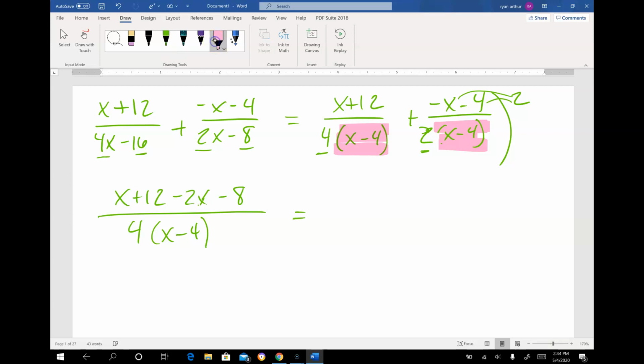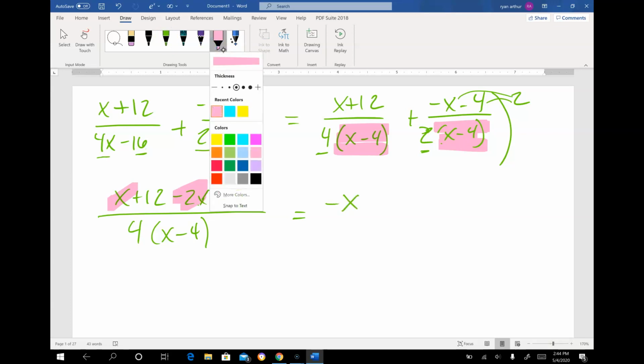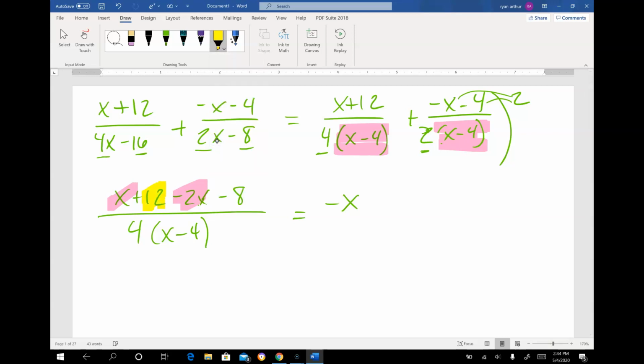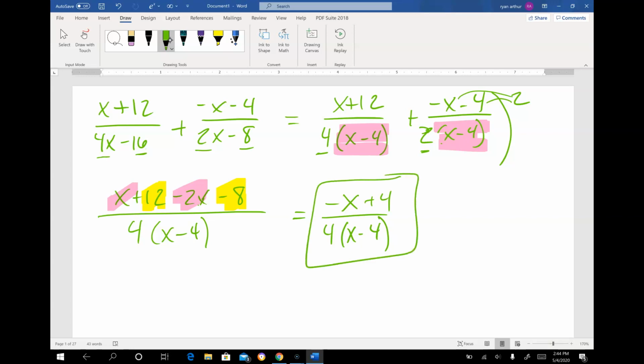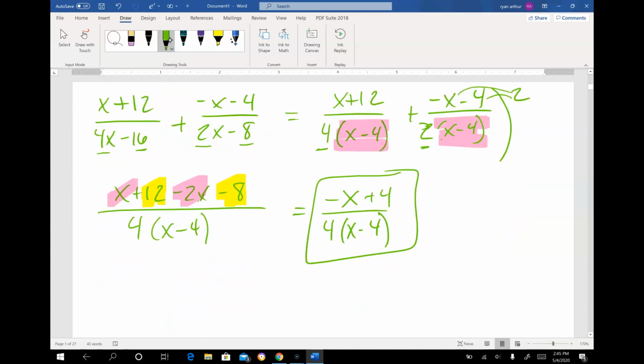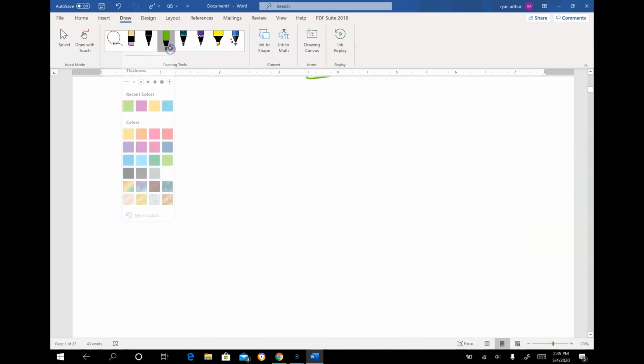Combine like terms. I got an x and a negative 2x, which is going to be negative x. And then I have a 12 minus 8, which is going to be plus 4, all over 4 times x minus 4. And there's nothing I can cancel out. It's already factored for me, so that's my answer. Okay? All right. So that was number 2. Let's go on to number 3.